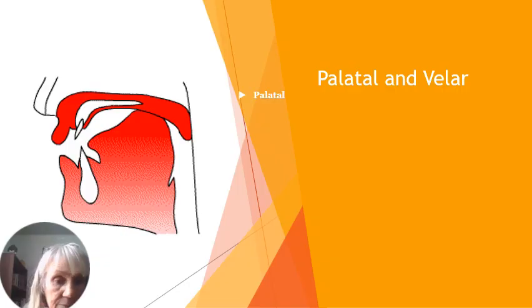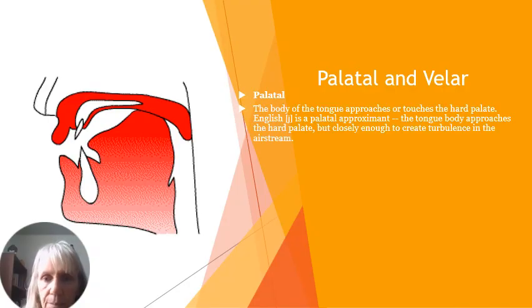Palatal, referring to the palate. The body of the tongue approaches or touches the hard palate, and we see that in y as in yes, the palatal approximant. The tongue body approaches the hard palate, but closely enough to create turbulence in the airstream. So it's not actually touching, but leaving a little bit of airstream.